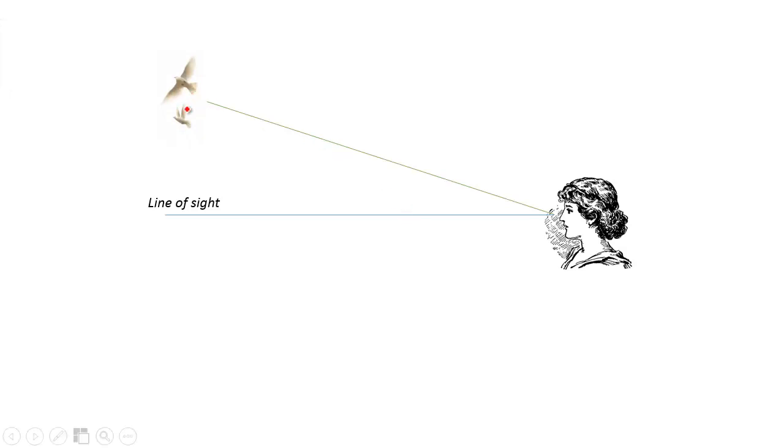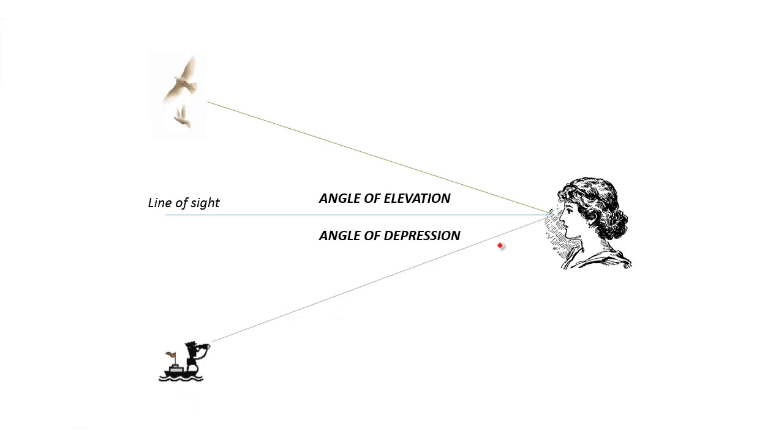Next, we want to consider some terminology. Some key terminology that will be used in application problems is something related to the line of sight, and that's the angle of elevation looking up to something, and the angle of depression looking down to something. So remember that angle of elevation and angle of depression are always with the line of sight. They cross through the line of sight.